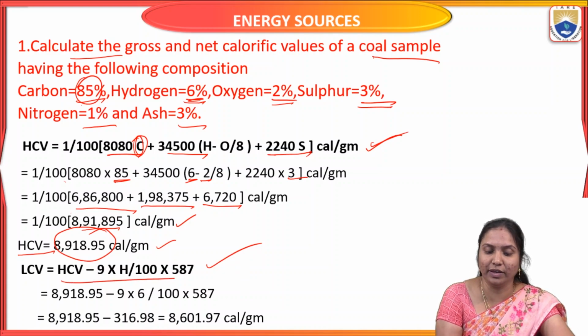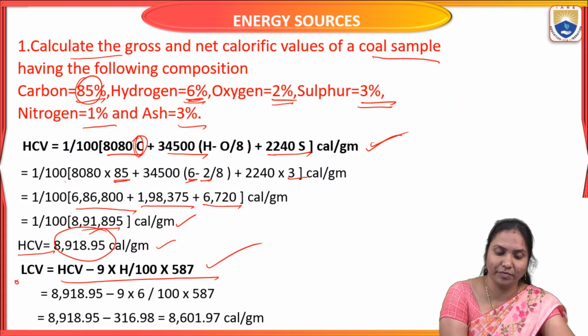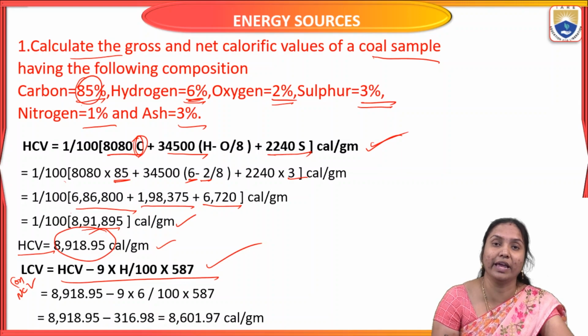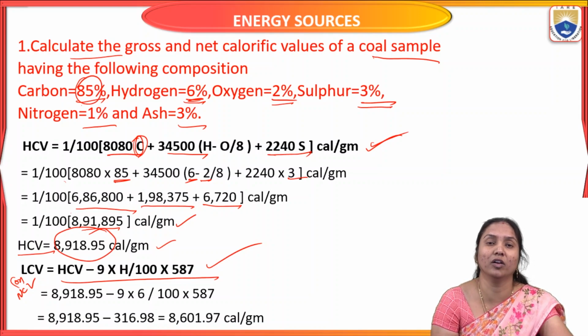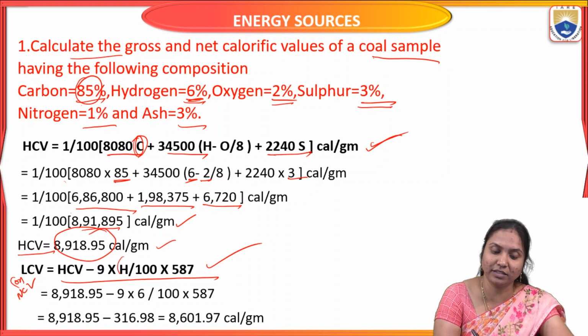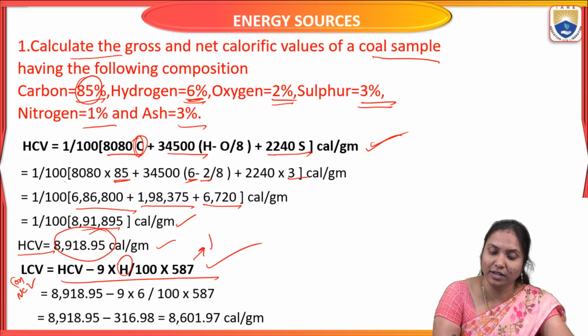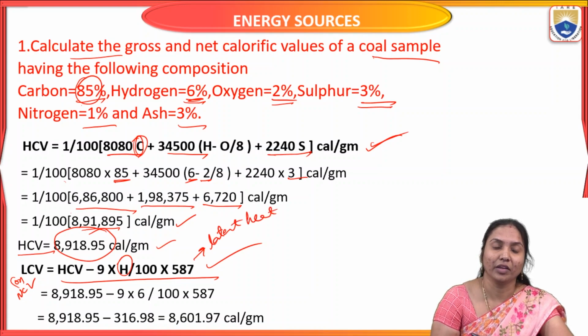The low calorific value formula is LCV, or net calorific value, NCV, equal to HCV minus 9 into H by 100, or 9 H by 100, into 587. Here H is the percentage of hydrogen present in the fuel and 587 is the latent heat evolved.